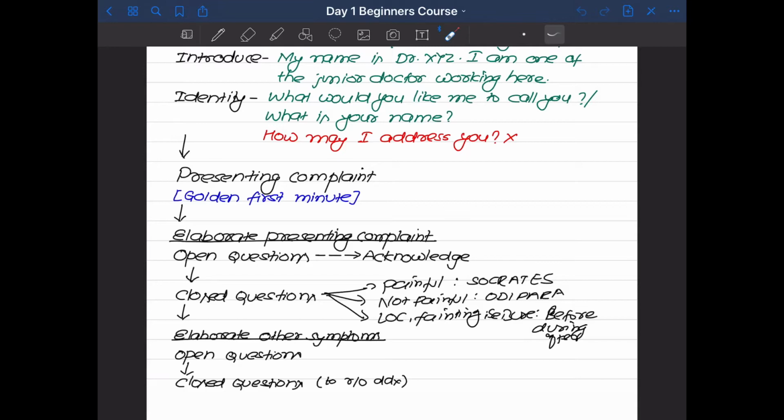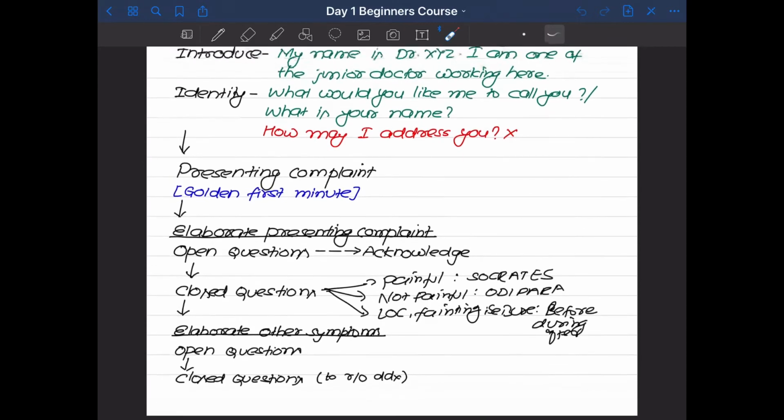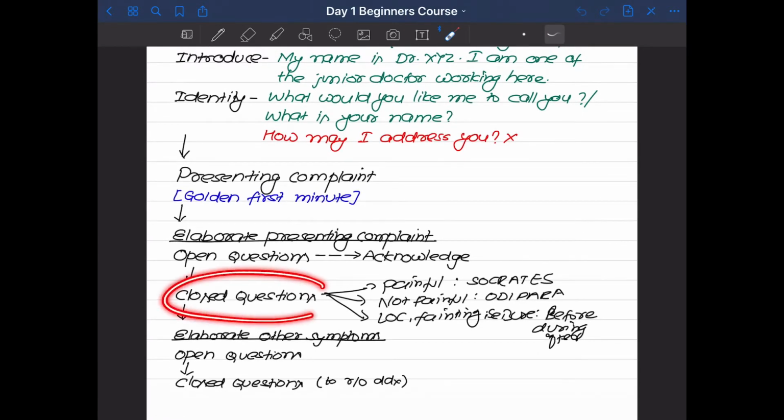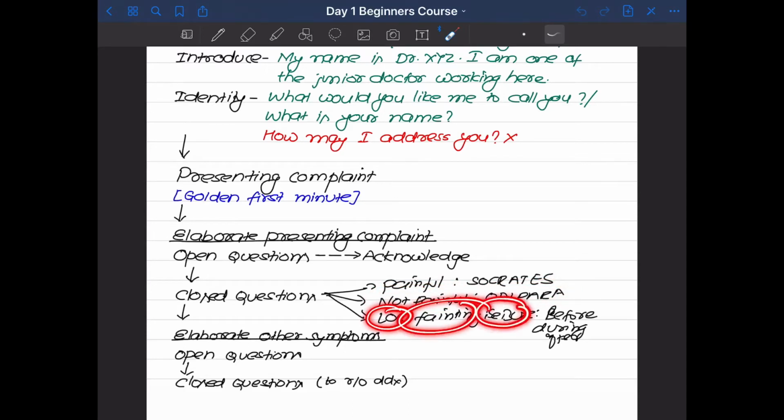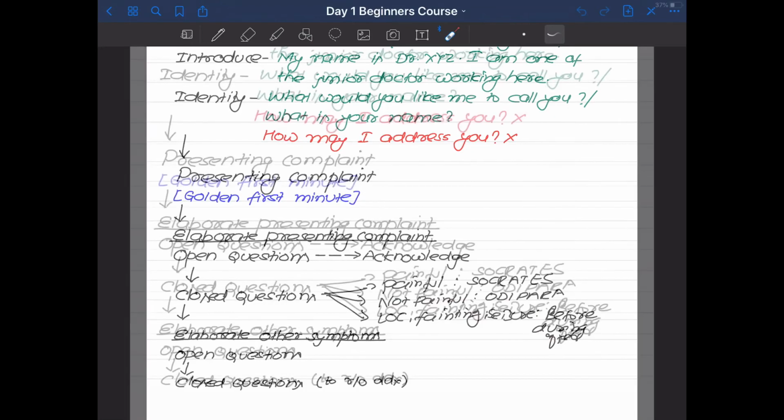You also want to ask some closed questions on that part in order to rule out a few important differential diagnoses, because that's quite important there as well. So that's how you ask the filtered closed questions. Whichever is not answered in the open question, whichever is not answered when you ask "tell me more," that part you will elaborate by asking closed questions. If the complaint is painful, do SOCRATES. If the complaint is non-painful, do ODIPARA. And if the complaint is like loss of consciousness, fainting and seizure, ask before, during and after questions.